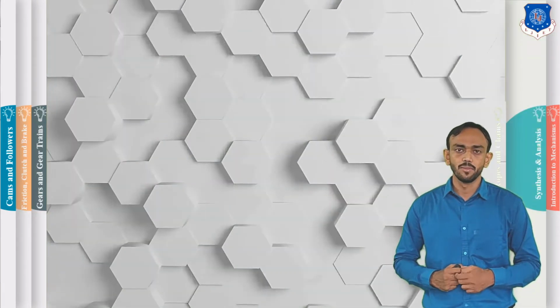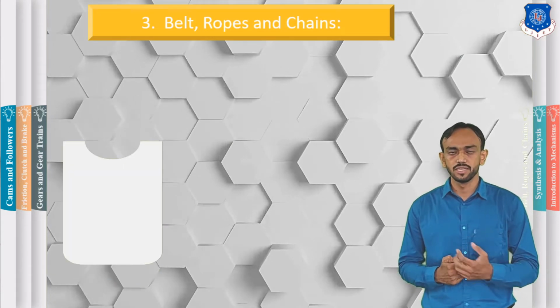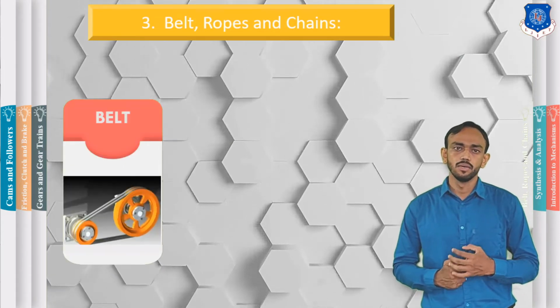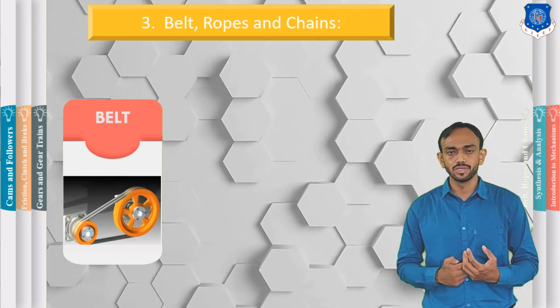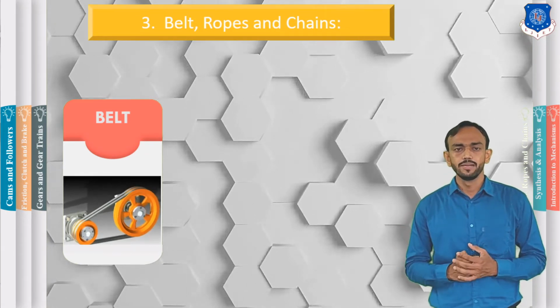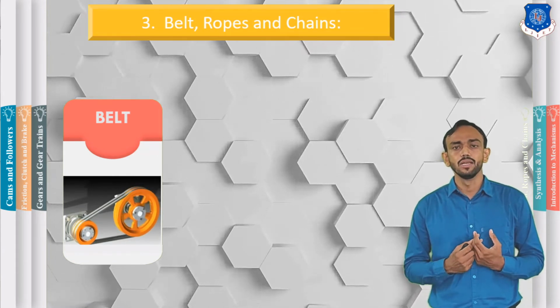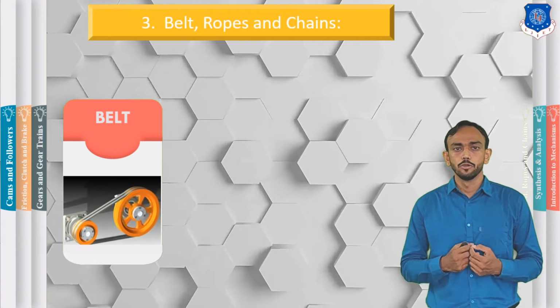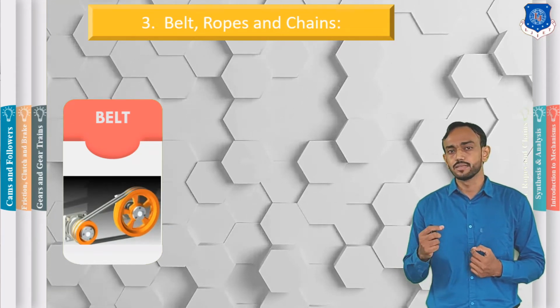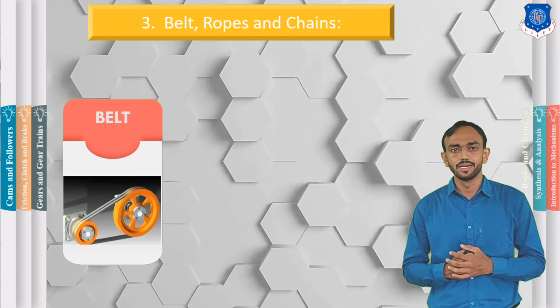Okay, the first chapter is belt, rope and chain drive. In this chapter we are going to study all these three drives, the types of drives, and how we can get the velocity ratio. In a belt drive you will learn the types of belts and the types of belt drives. You will learn how you can decide the length of a belt. So this type of data you will learn in a belt drive.